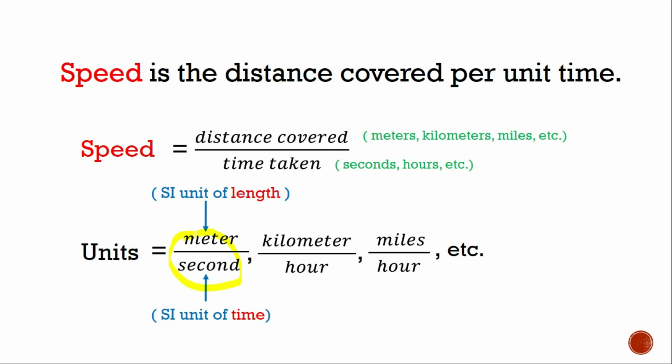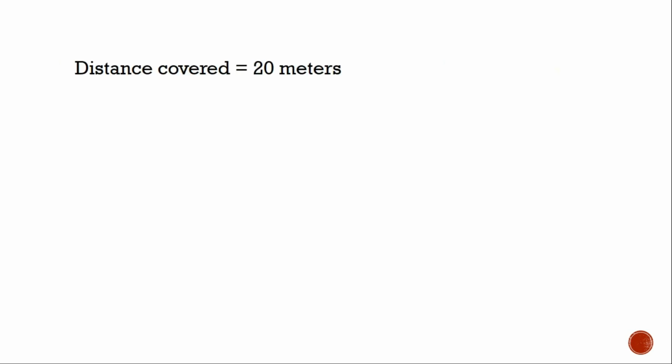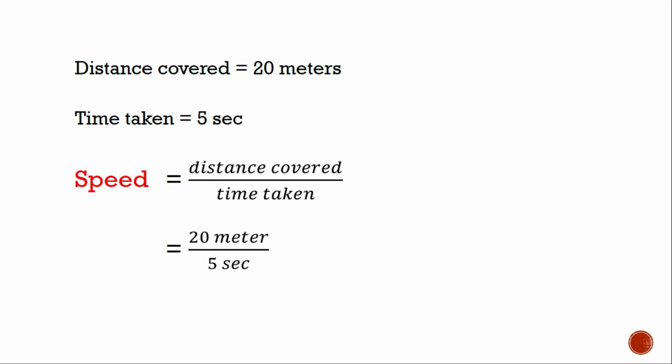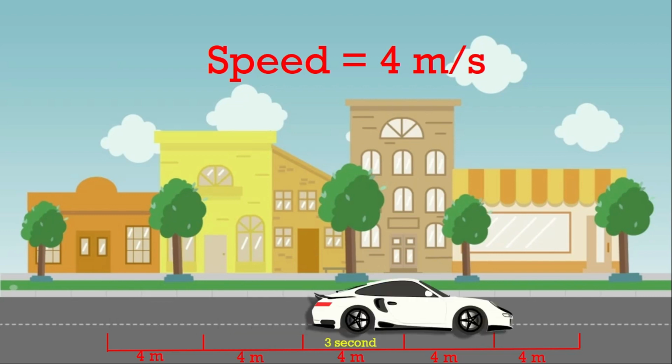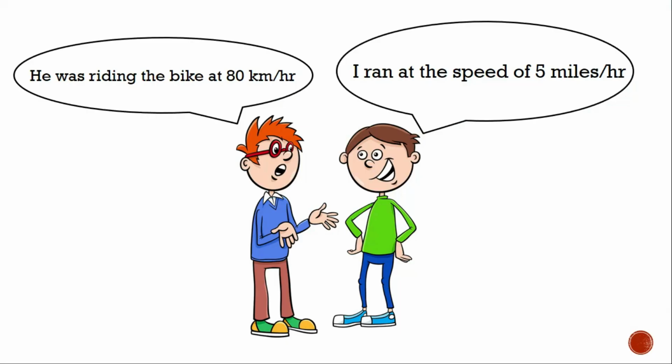In our previous case, the distance covered by the car was 20 meters in the duration of 5 seconds. So we can say that the car was actually traveling at the speed of 20 meters divided by 5 seconds, which is 4 meters per second. And this is the speed of this car, which means that the car was moving a distance of 4 meters in every passing second.